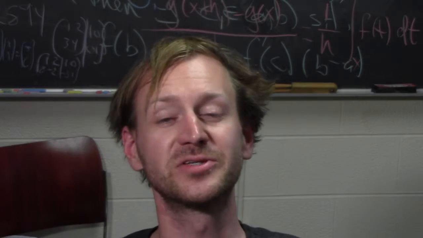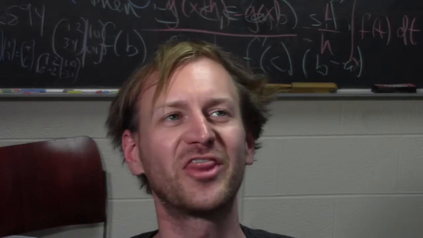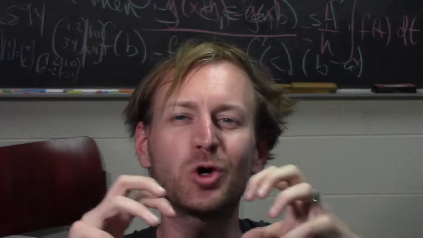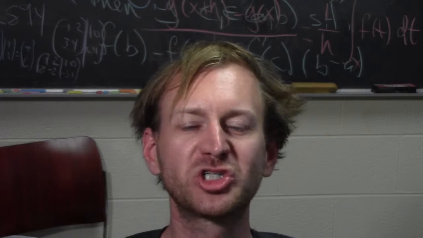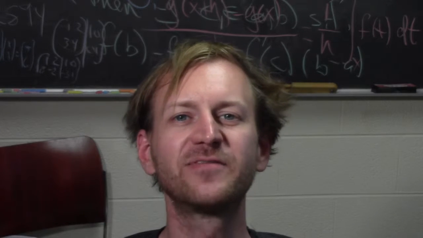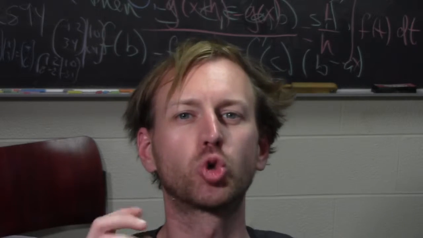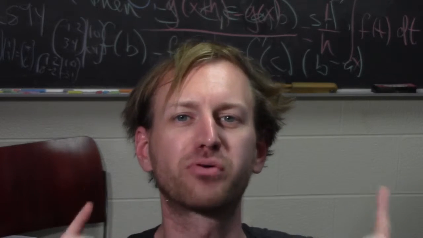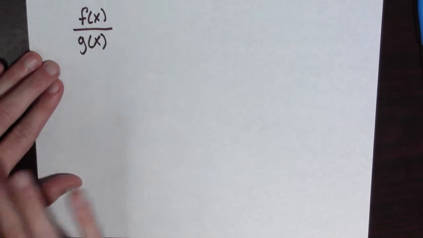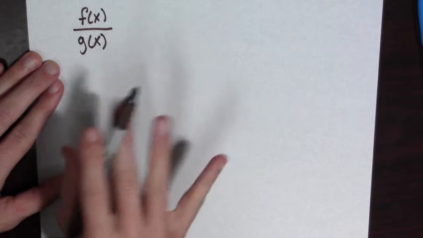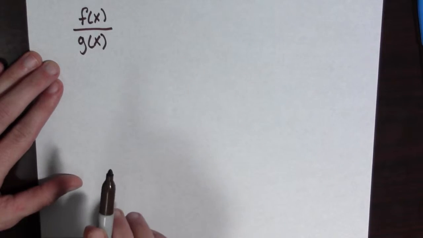Hello there. So we know that products and quotients are somehow related. In this video, we're going to show you how you can derive the quotient rule directly from the product rule. So I have f of x over g of x, and I want to take its derivative, but all I want to use is the product rule.